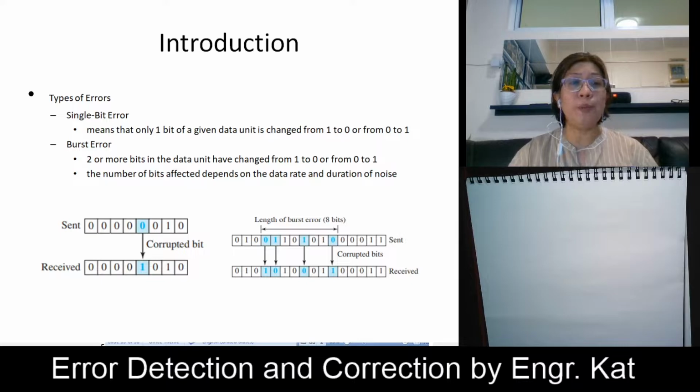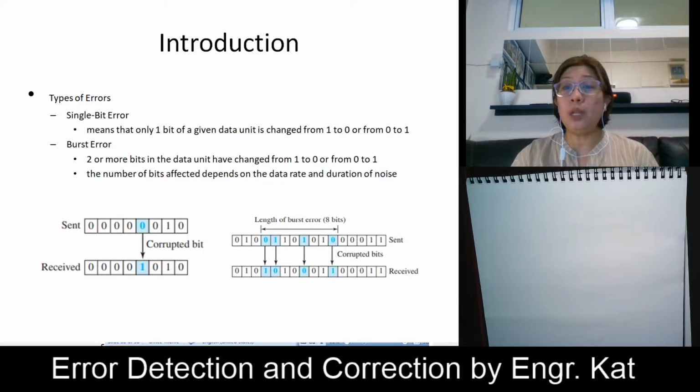Whenever bits flow from one point to another, they are subject to unpredictable changes because of interference. When we have interference, this can change or alter the shape of your signal. So we have here the different types of errors. The first type is a single bit error.